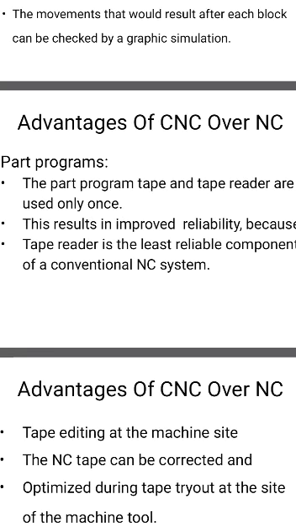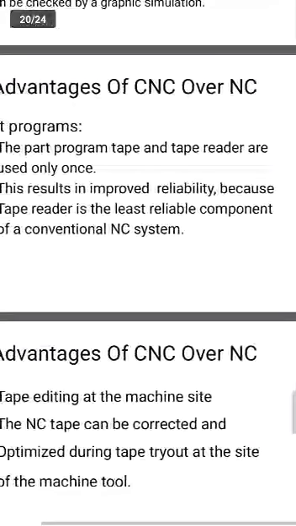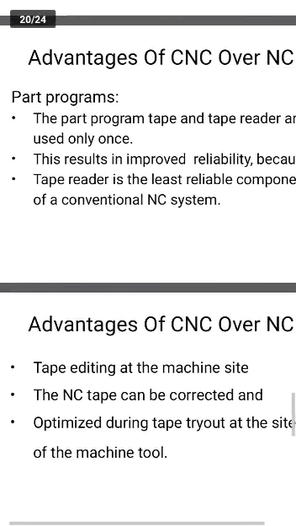Now we see the advantages of CNC over NC machine. We have studied advantages also, but now we see the advantages of CNC over NC machine. The part program and tape reader are used only once to enter into the computer memory. The result is improved reliability. So we are using this tape reader only once to enter into the computer memory.